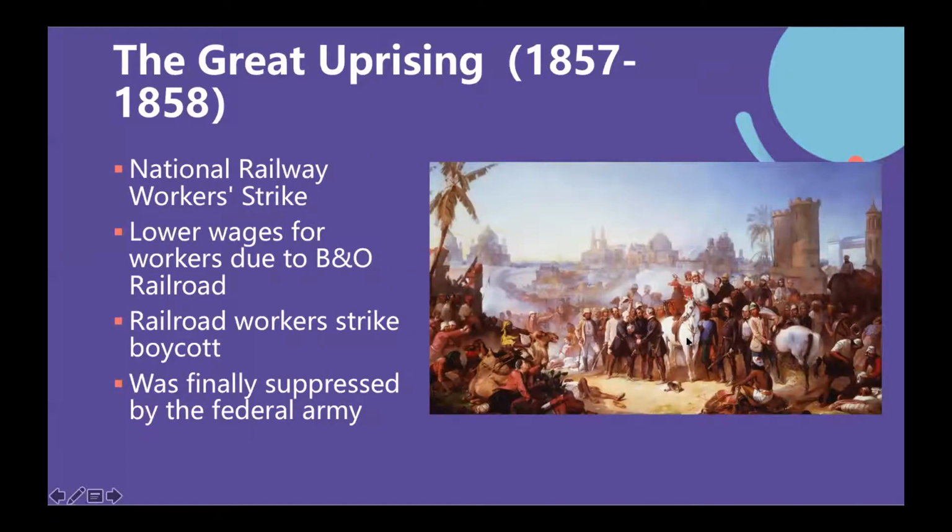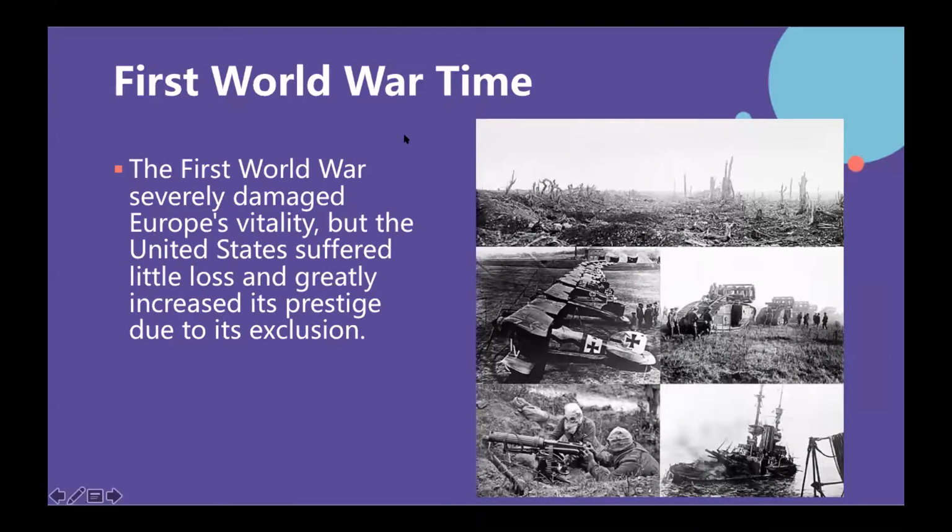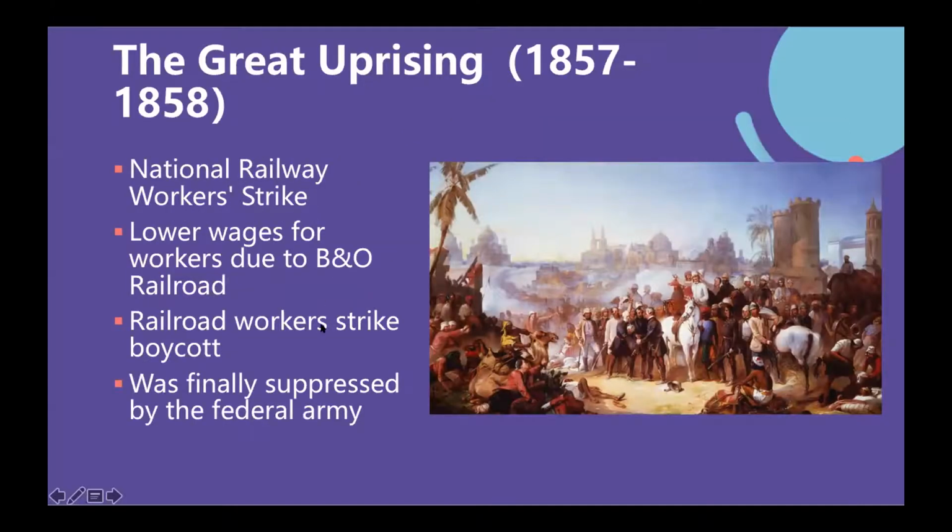And then the Great Uprising at that time, 1957 to 1958. There was a national railway workers' strike because of the wages, because there were many low wages and the workers were not satisfied with them, and they just had protests. So as we can see, this is when the Great Uprising came up, with protests and maybe the National Army. And then it was finally suppressed by the Federal Army.